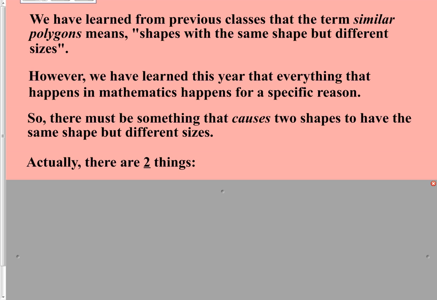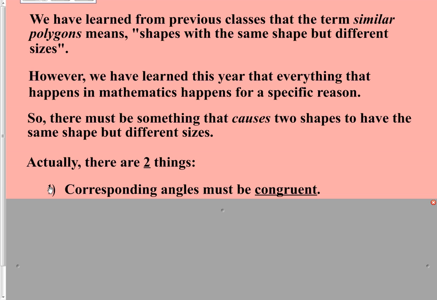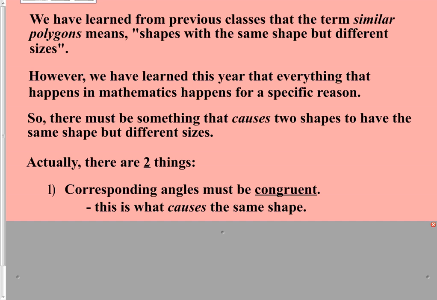The first thing that causes it deals with the corresponding angles. And just like with the congruent polygons, we're going to want our corresponding angles to be congruent. Now, we talked about the corresponding angles being congruent when we did the congruent polygons, and we said this is actually what causes two shapes to have the same shape.